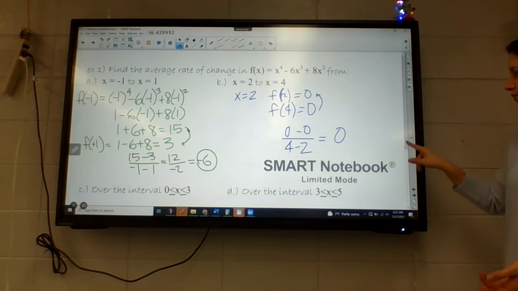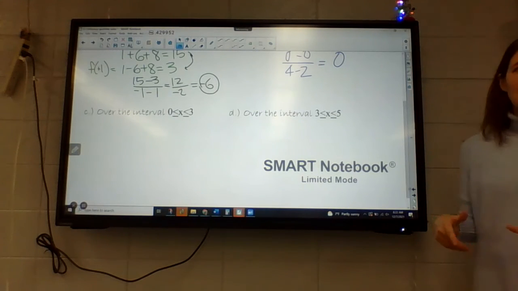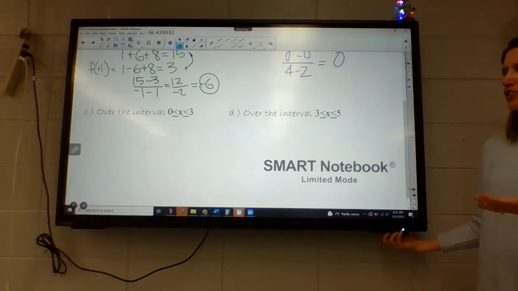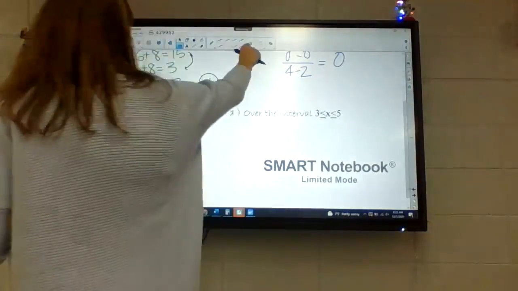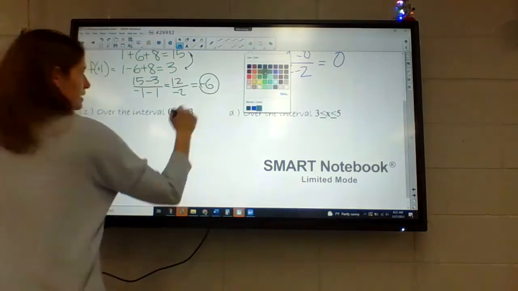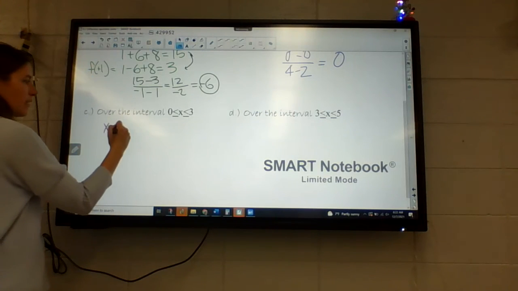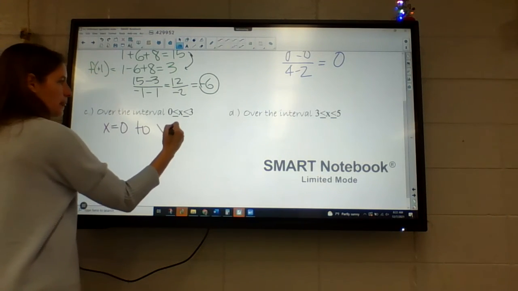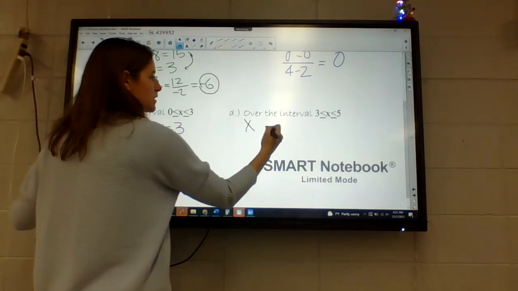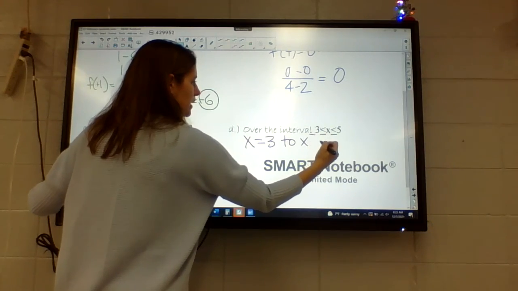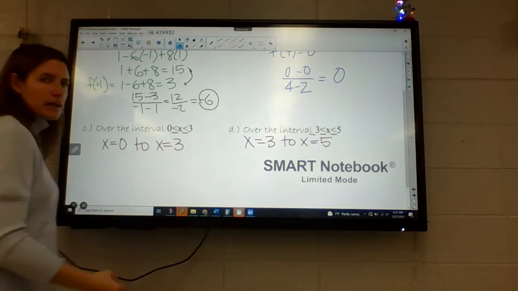Now, over the interval from these inequalities, this is just asking for the same thing. It looks like it's way fancier, like real complicated. It's just saying from 0 to 3. So in this case, it's just saying x is 0 to x is 3. And then this one's just saying x is 3 to x is 5. So the inequality is not any more complicated. So I'm going to let you guys work on those if you want to try those.